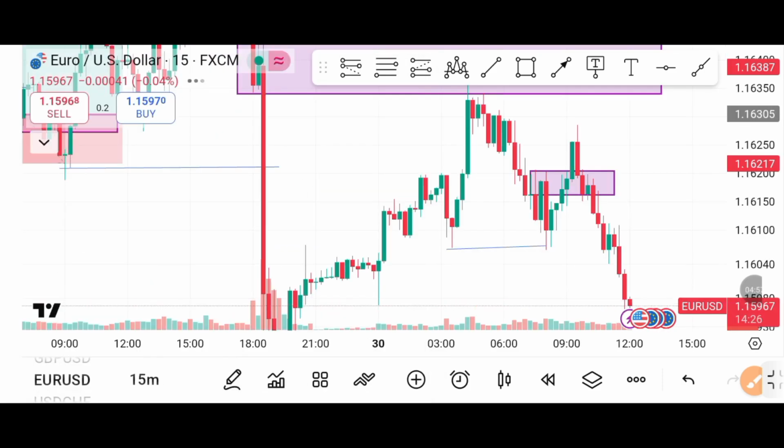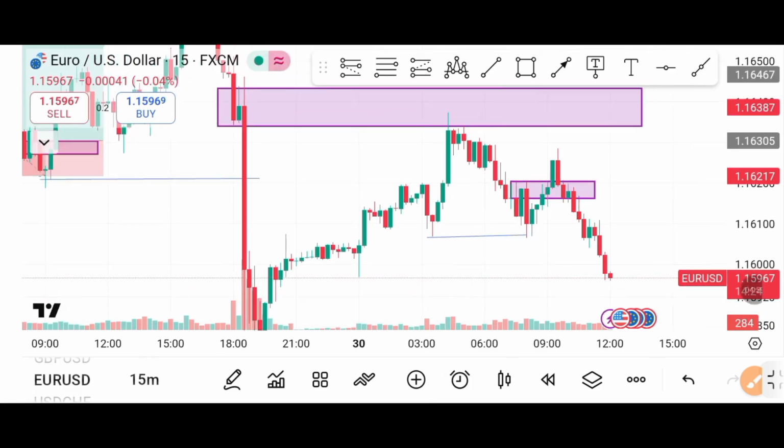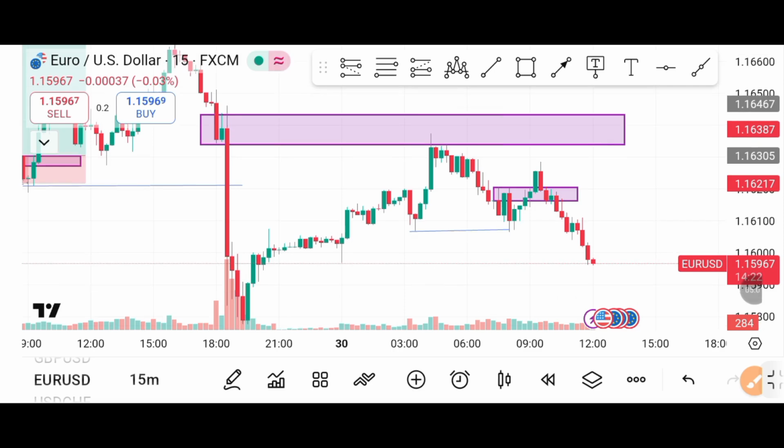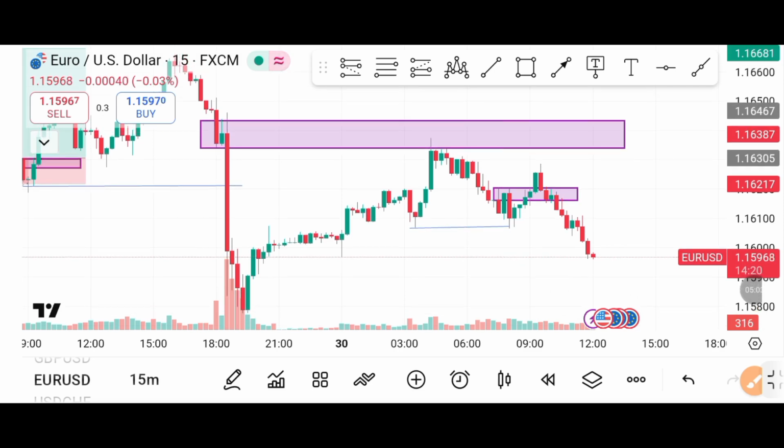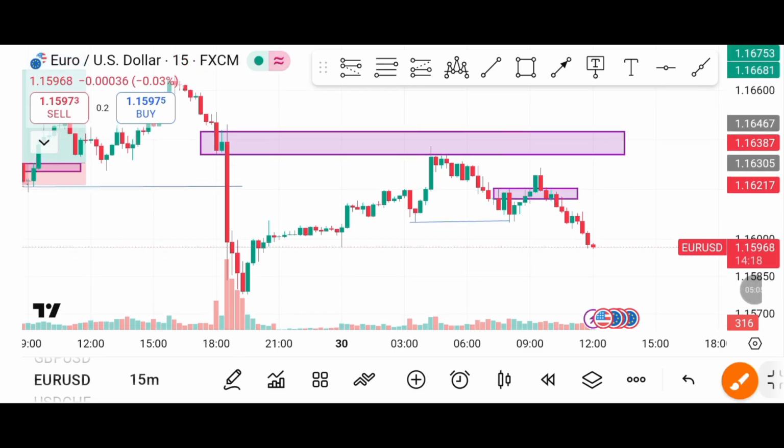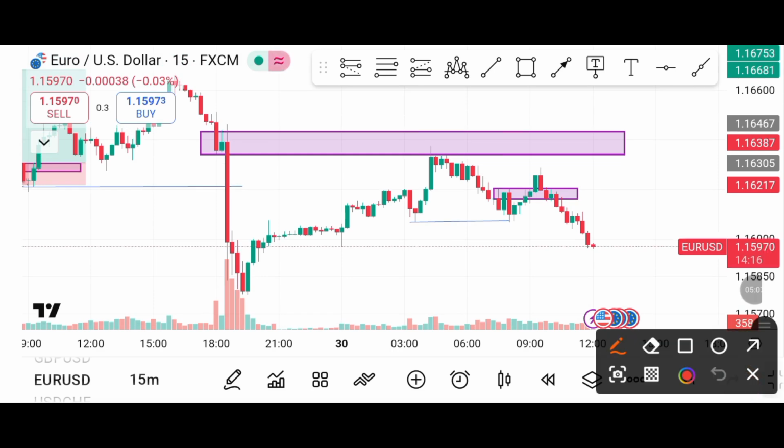Now we're back to the 15 minutes time frame, and just like I marked out, guys, you can see how price pushed to the upside, tapped into this order block on the 5 minutes time frame, which I marked out already, and pushed a bit up to the upside. So when you have this kind of trade, do not be quick to adjust your stop loss to break even or to reduce your risk.